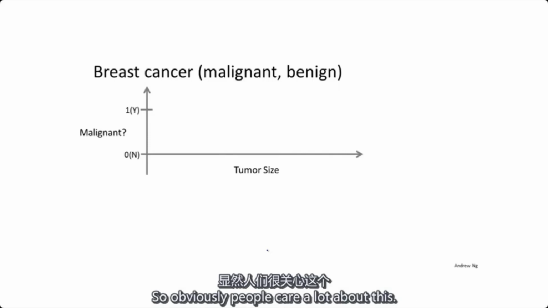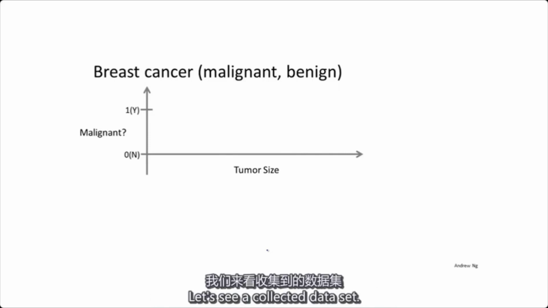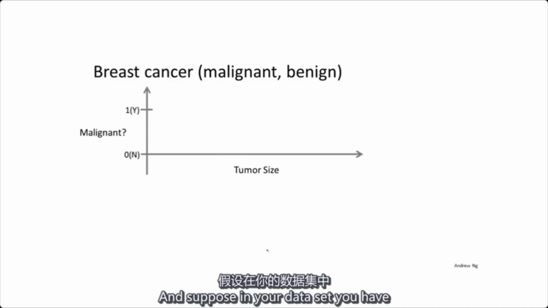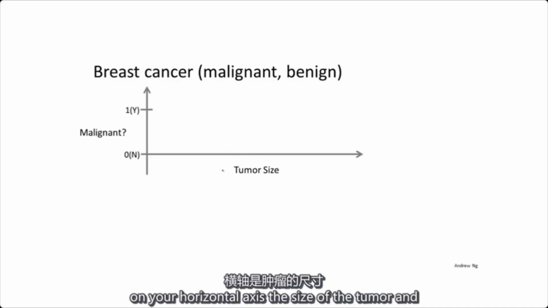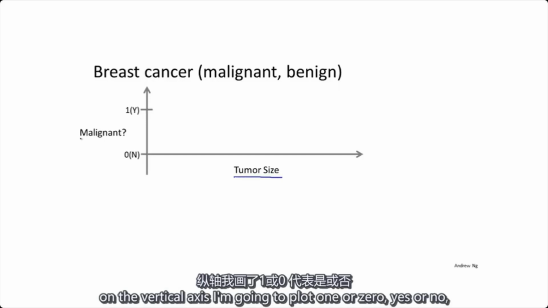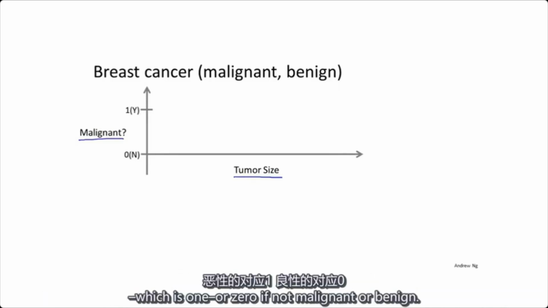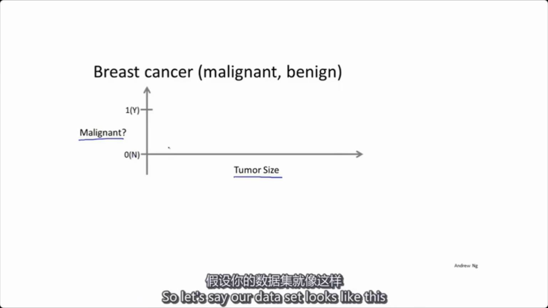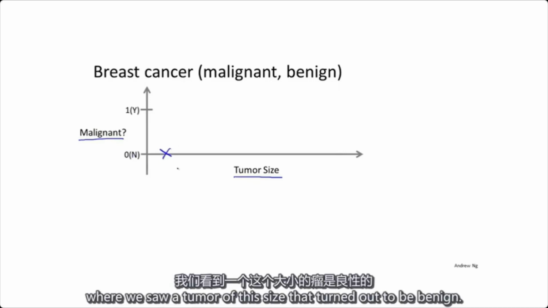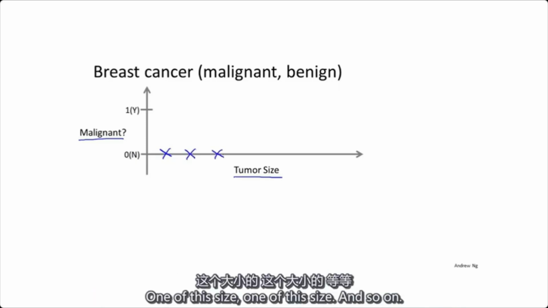So obviously people care a lot about this. Let's say you collect a data set, and suppose in your data set you have on your horizontal axis the size of the tumor, and on the vertical axis I'm going to plot 1 or 0, yes or no, whether or not these are examples of tumors we've seen before that are malignant, which is 1, or not malignant, or benign. So let's say your data set looks like this, where we saw a tumor of this size that turned out to be benign, one of this size, one of this size, and so on.